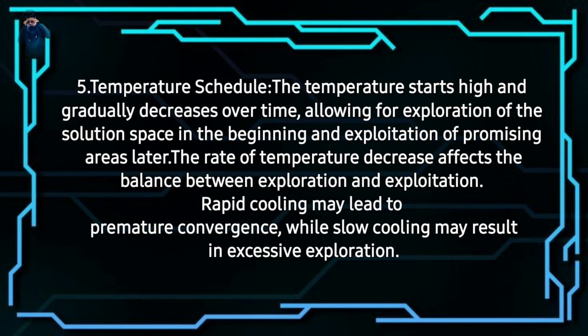5. Temperature schedule. The temperature starts high and gradually decreases over time, allowing for exploration of the solution space in the beginning and exploitation of promising areas later. The rate of temperature decrease affects the balance between exploration and exploitation. Rapid cooling may lead to premature convergence, while slow cooling may result in excessive exploration.